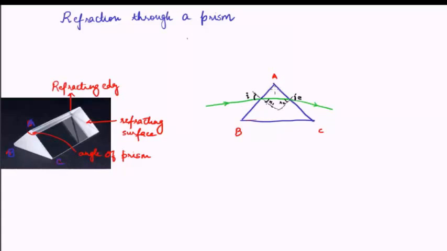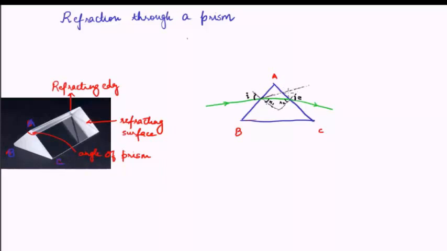Now, what we see here is that there is deviation of the ray of light being caused at both the planes, the plane AB and the plane AC. So there will be a net deviation from the actual path, from the initial path. So how much will that deviation be? Let's draw it.